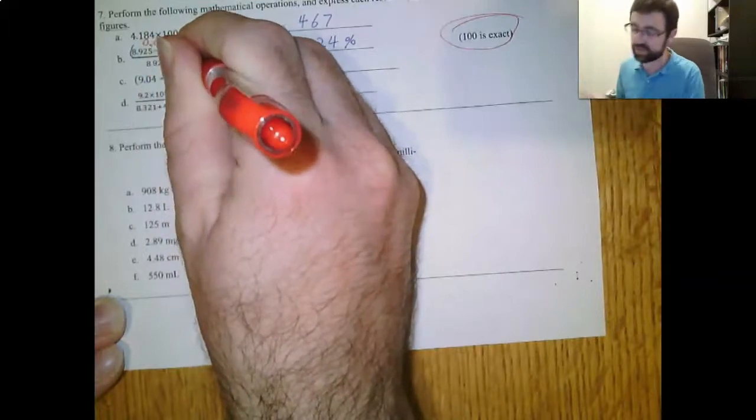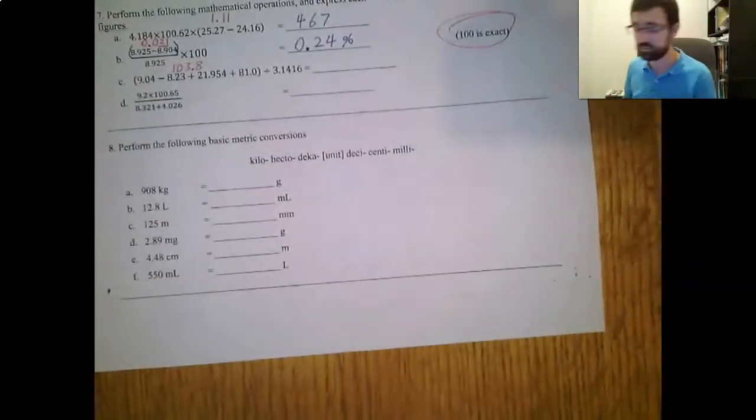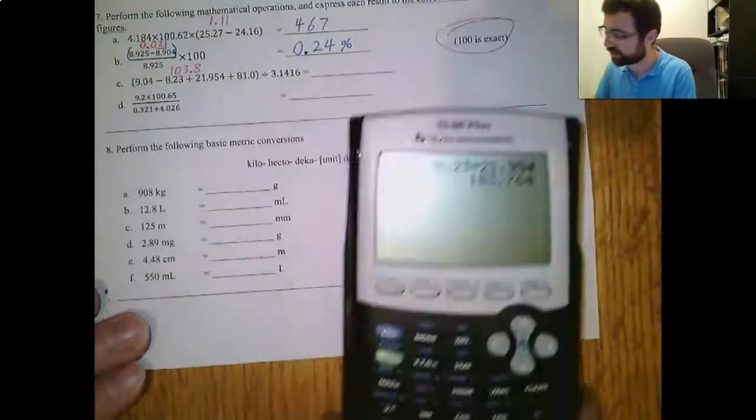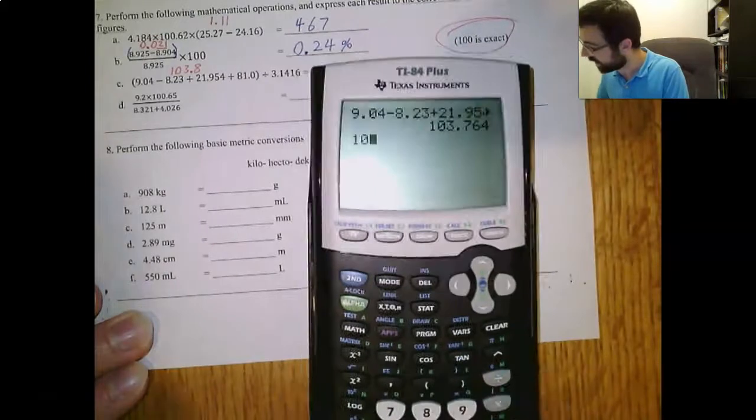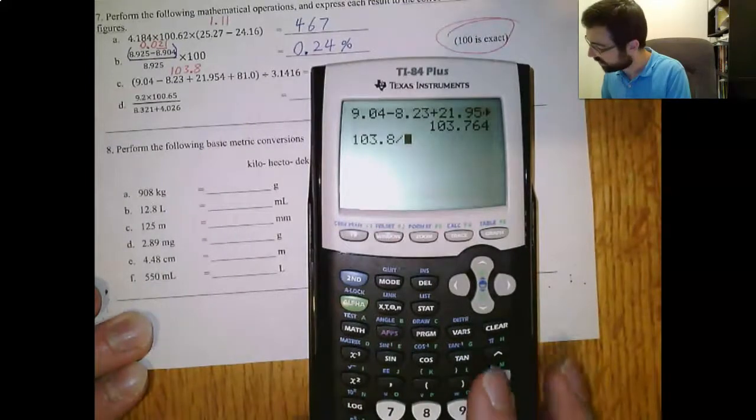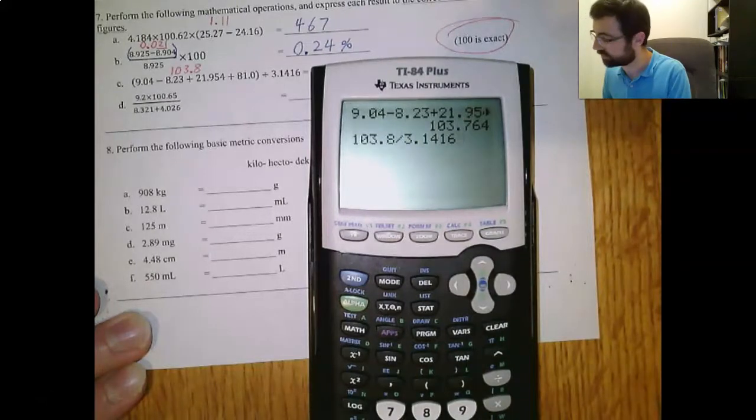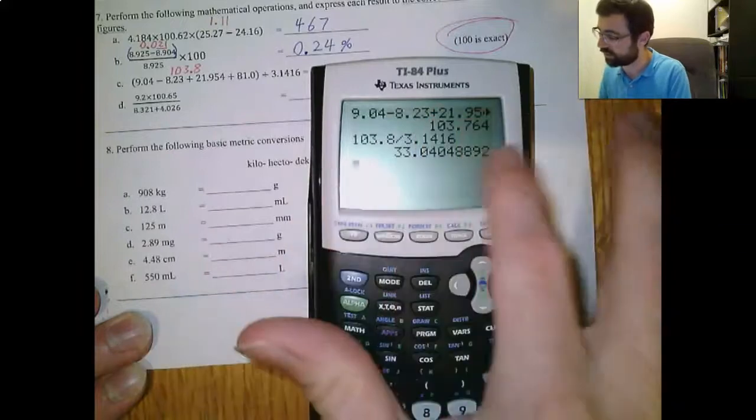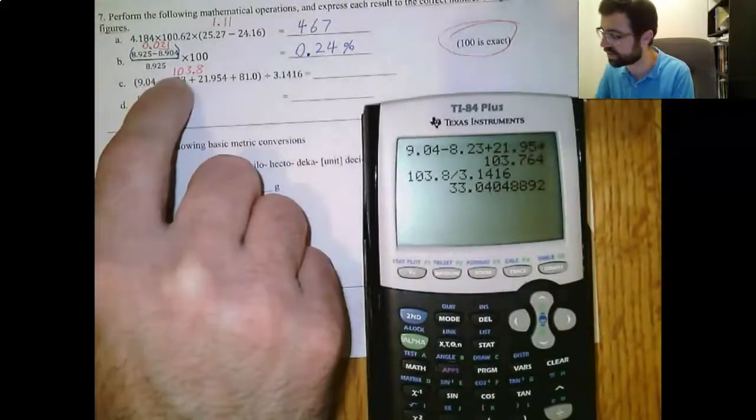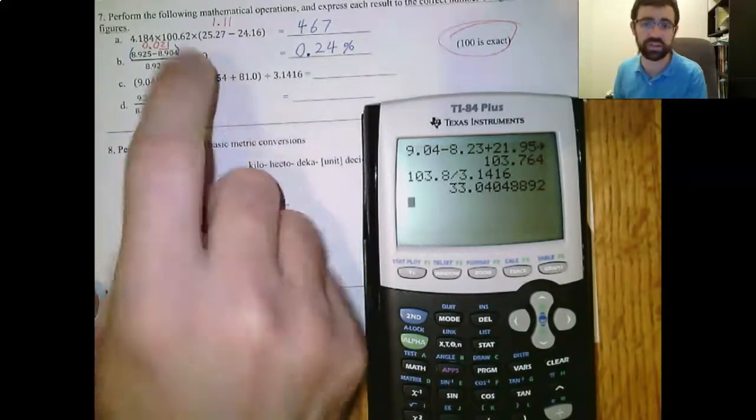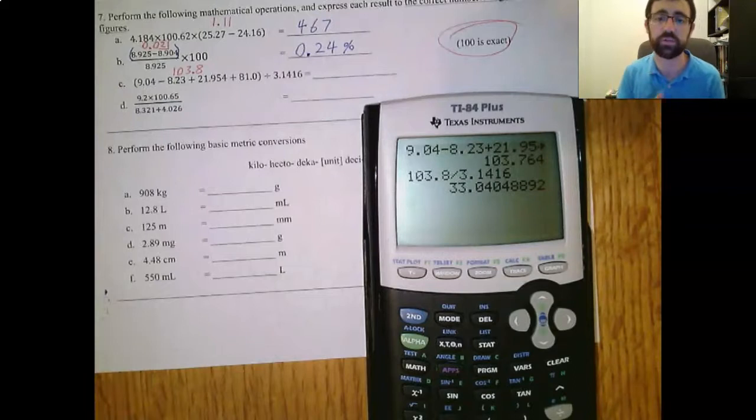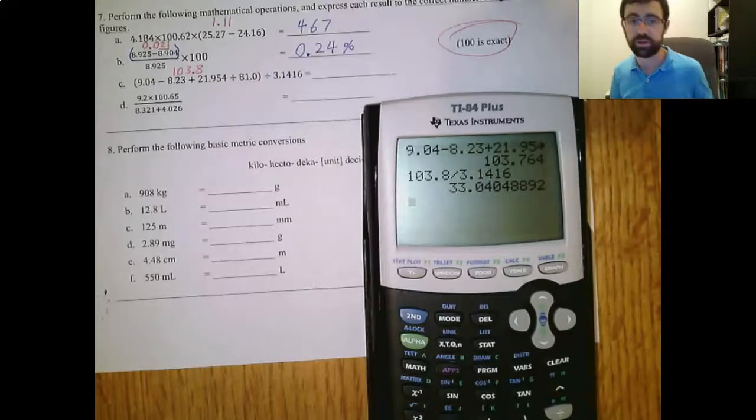103.8. That's just what's in the parentheses. Now we need to divide by that number. 103.8 divided by 3.1416. Then you get this number. I need to round it to 4 significant figures or 2, 4, 5. We're going to round it to 4 significant figures because that's less. So 33.04. That next number is a 0, so it's just going to be 33.04.